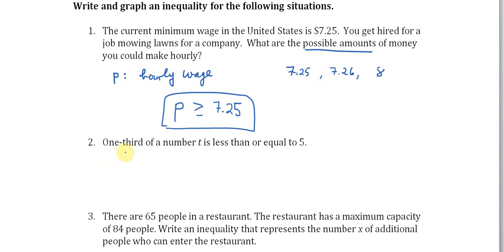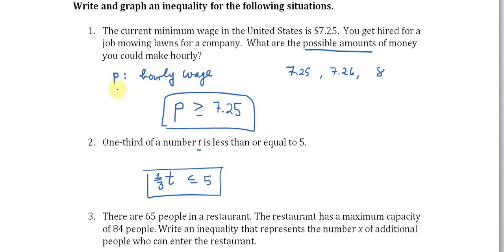Let's keep going. One third of a number t is less than or equal to 5. So let's start out with t as a number, right? And one third of that number, so 1/3 times t, is less than or equal to 5. And there you have it.